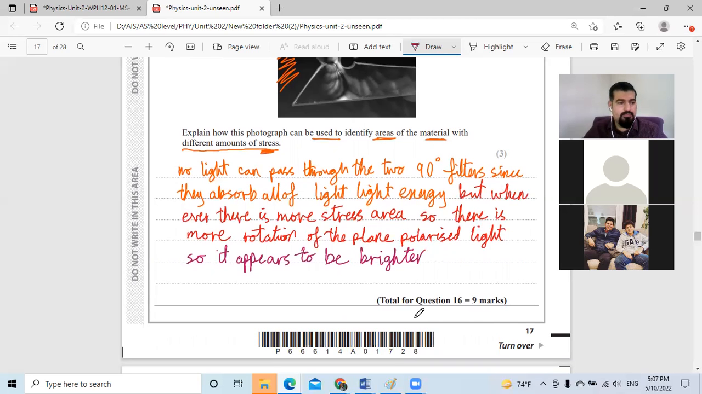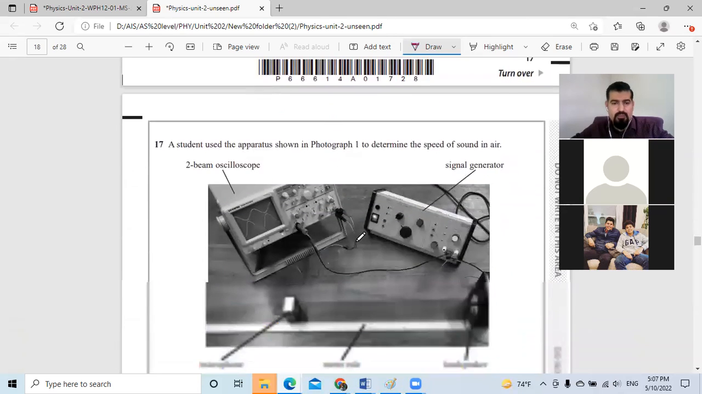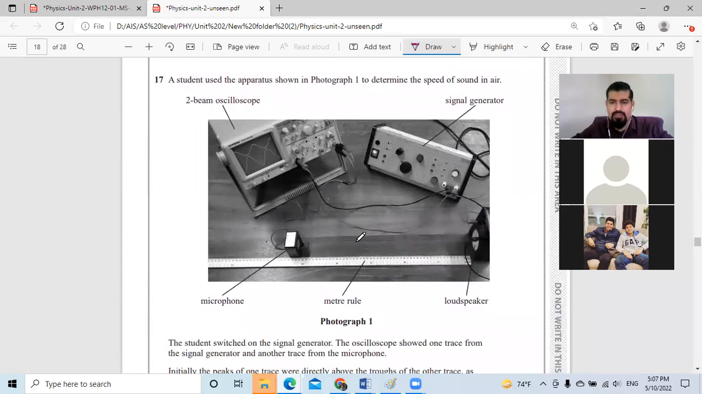Okay. Let's move on to question 17. Question 17 is similar to one of the year's questions. Actually, they bring exactly the same idea. What they ask here, one of the questions. Yes, it's October 2019. Yes, thank you, Hamza.